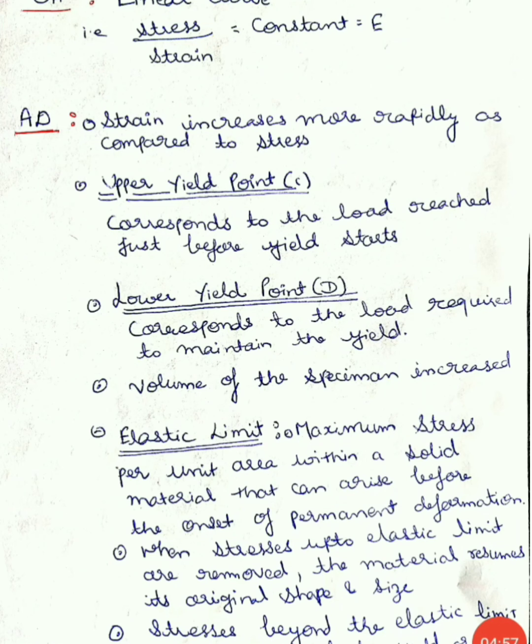So you can see from here, in that curve, strain increases more rapidly as compared to stress. Upper yield point corresponds to the load reached just before the yield point starts. What is the yield point? It's the value of stress at which the object starts to convert into plastic deformation. Now the lower yield point is the load required to maintain the yield. Volume of the specimen increases.